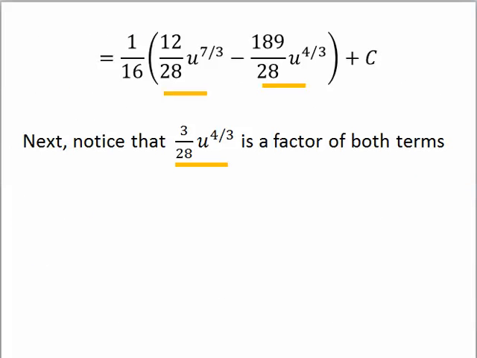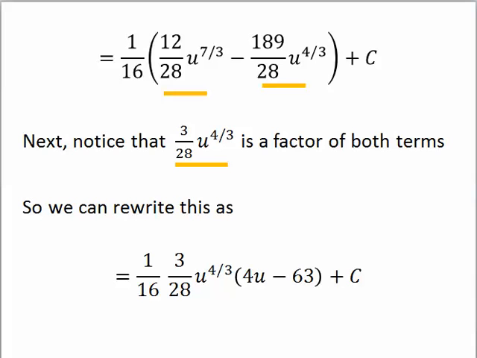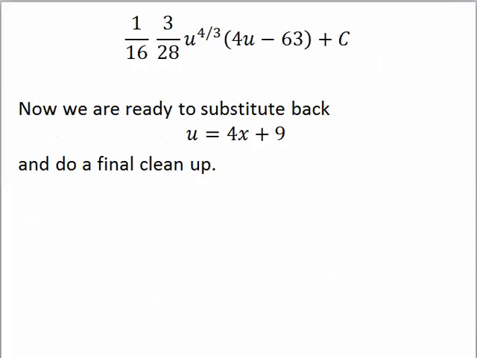Notice that 3 over 28 times u to the 4/3 is a factor of both terms. Pull that out. When you factor it out, inside the parentheses, you're left with 4u minus 63. Once we've done this, we can substitute back, and then do a final cleanup.